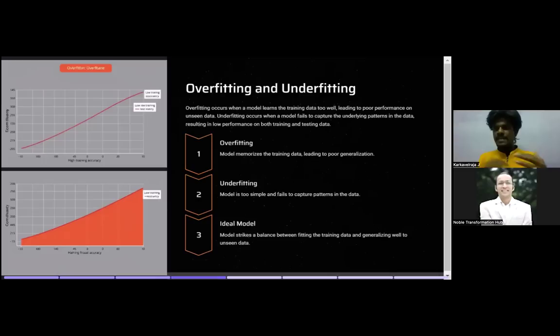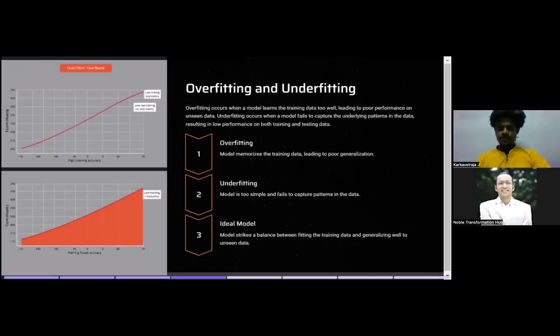Now how should an ideal model be? An ideal model should balance the fitting: it should train on the training data and be able to generalize well to unseen data. Guys, I don't see any interview without this question, overfitting and underfitting. Very, very important question. Try to understand the base of it so that you can build on top of it. If you have any doubt, just ping in the comments. We are here to help you. So, sir, over to you.